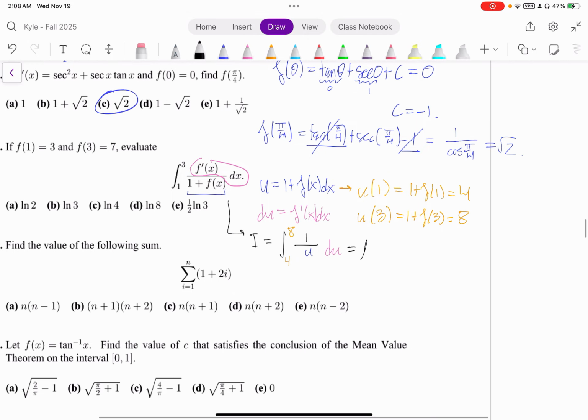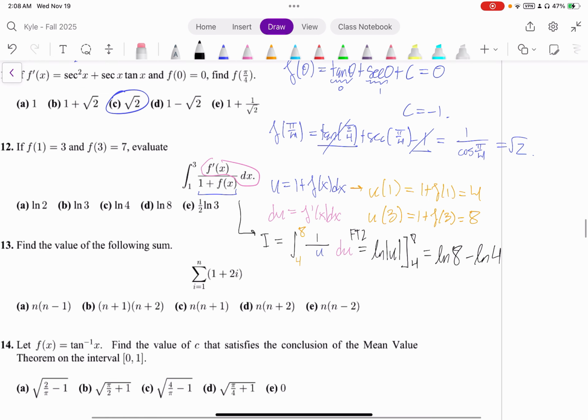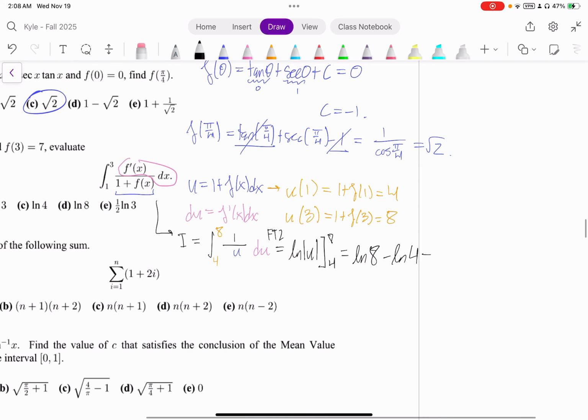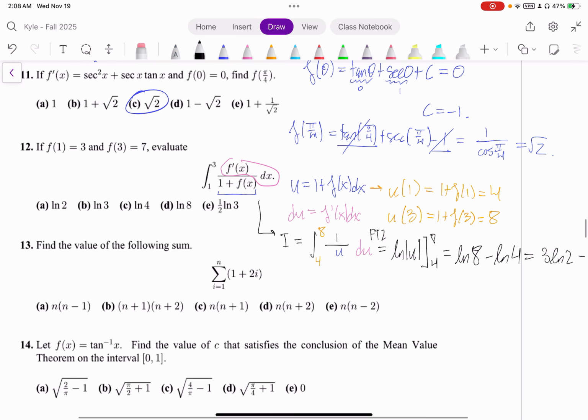So this is the log absolute value of u evaluated from 4 to 8, which is from the fundamental theorem 2. So this is equal to the ln of 8 minus the ln of 4. Okay, so this is equal to ln of 2 to the 3, so 3 ln of 2 minus ln of 2 to the 2, so 2 ln of 2, which is equal to ln of 2. A.